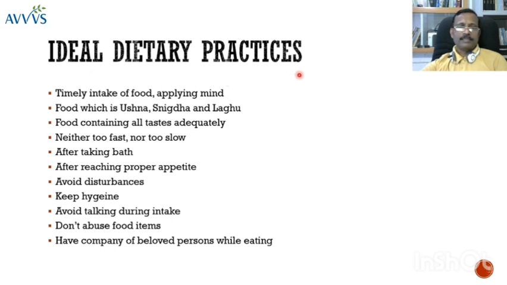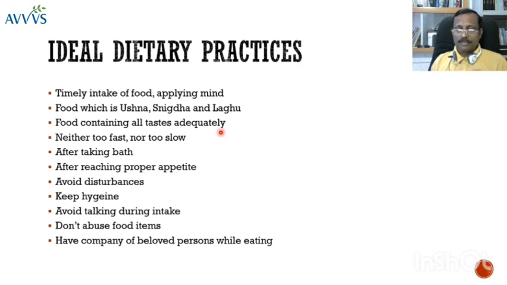Ideal dietary practices: timely intake of food, applying the mind, which is very important, as I have already mentioned. Food which is ushna, snigdha and laghu is most suitable for the body. Food should contain all tastes adequately, with the predominance of madhuram. Almost the major quantity of food we intake has madhura rasam, glucose, which will be added more. But all the tastes should be sufficiently added, including madhura, amlam, lavanam, tiktam, kadu and kashayam, so that all types of food materials are included.